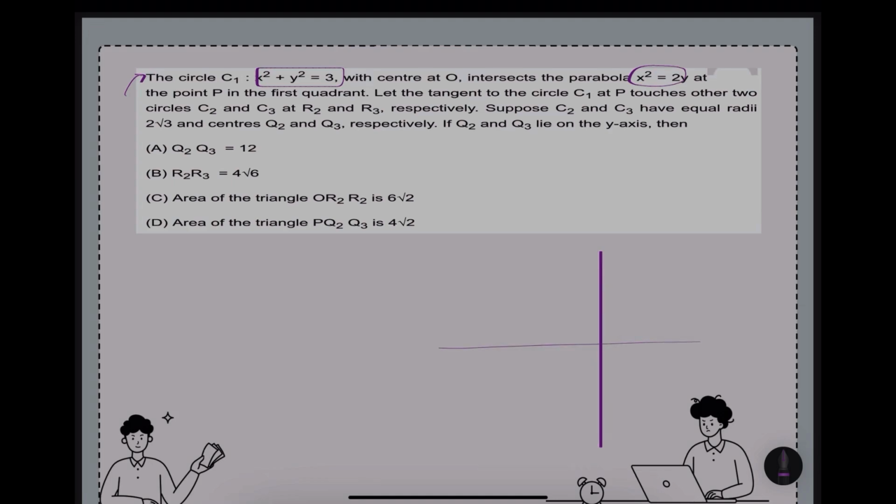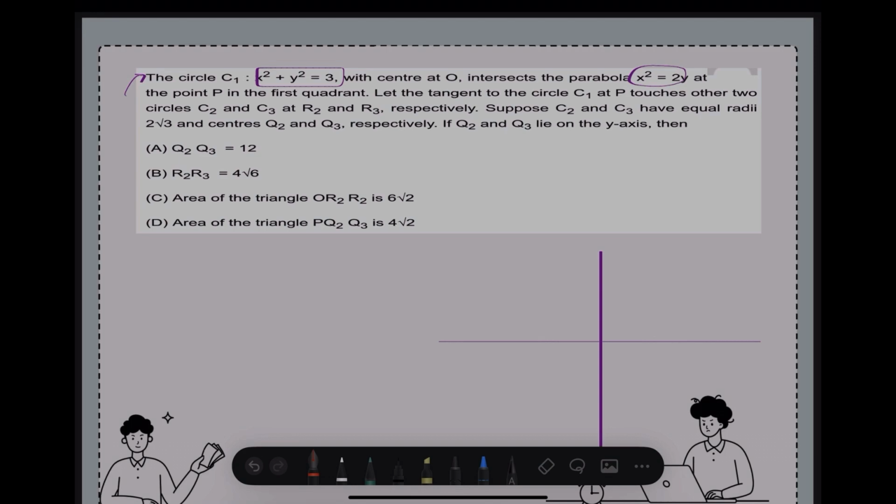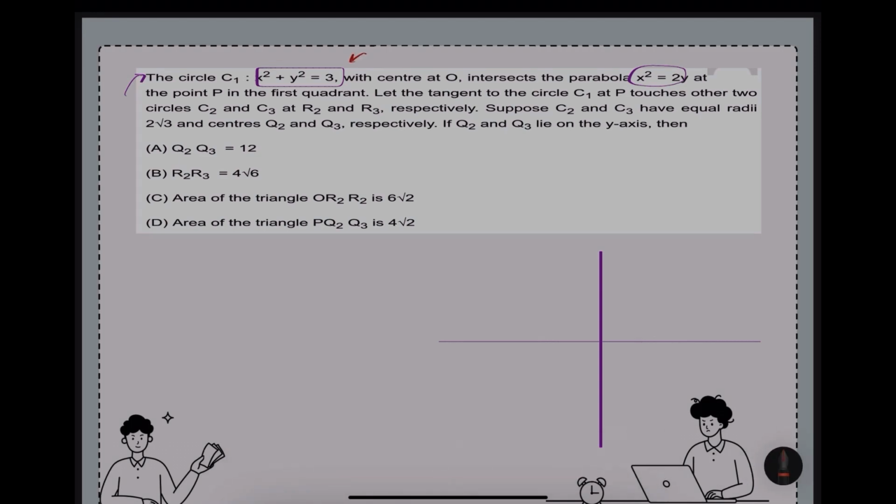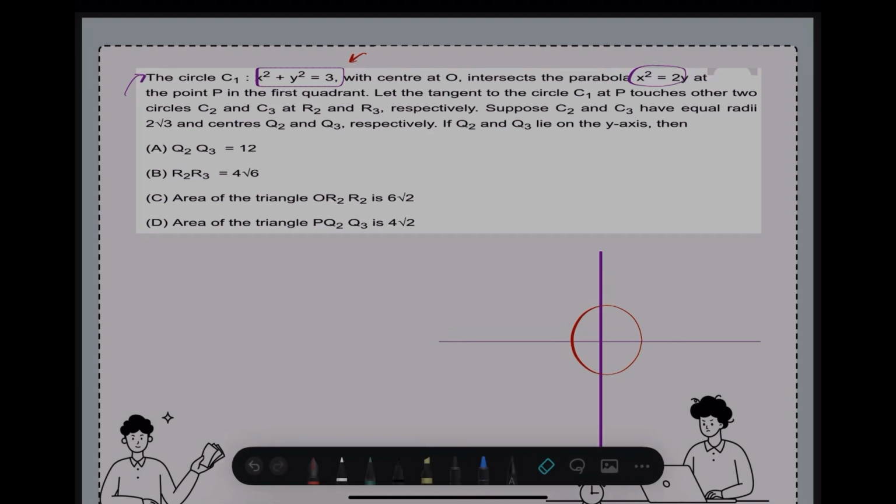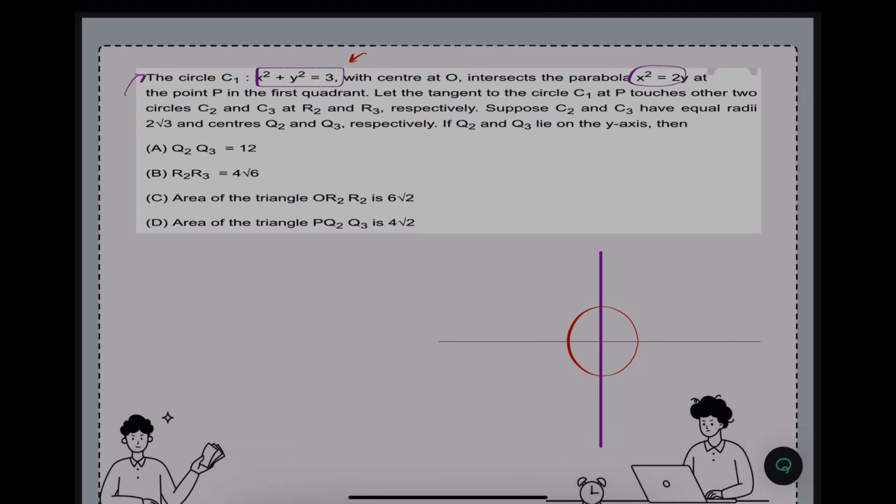Now look at this. Suppose it is the xy axis. Now look at your circle. Circle is x square plus y square equals 3, means the center is what? Center is origin, and the radius of the circle is root 3. Comfortable?